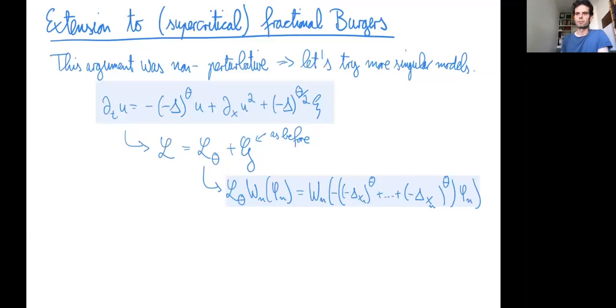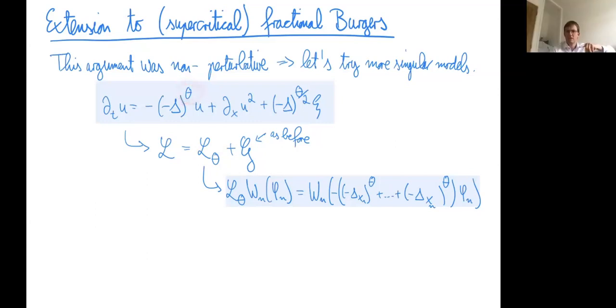Now, this whole argument was not perturbative anymore, right? We made a little bit of use of this operator L0, but we didn't really see that now the operator is a perturbation of L0. So let's try to see how far we can push this. Let's try to take a more singular model. So we take the fractional Burgers equation.